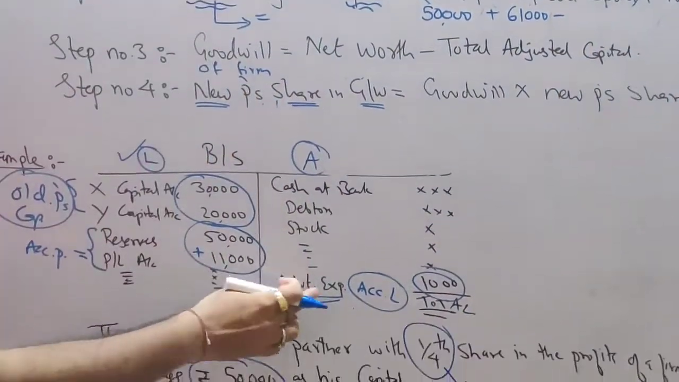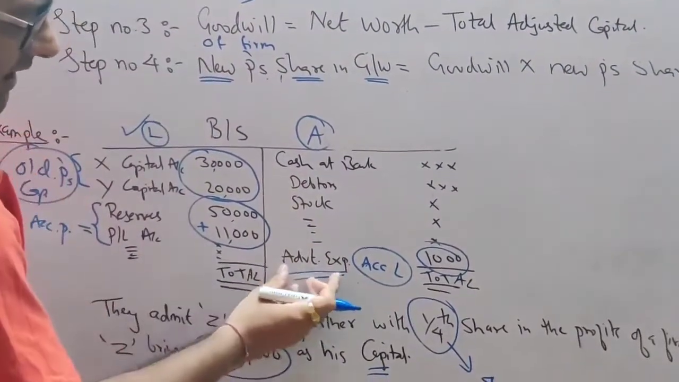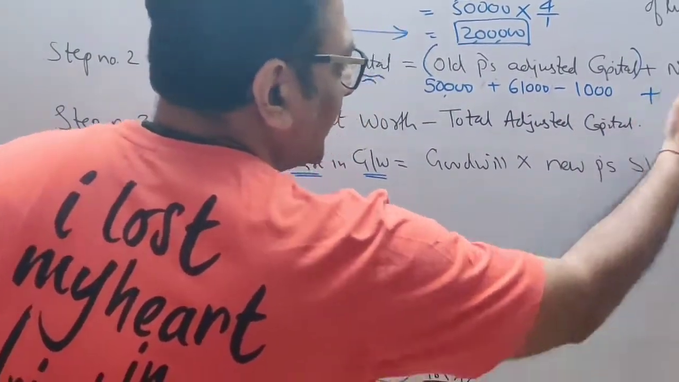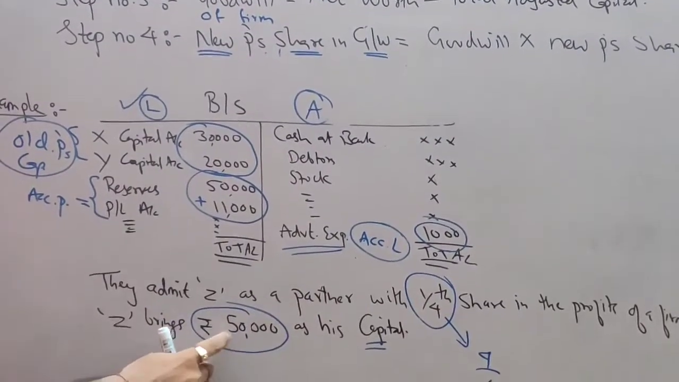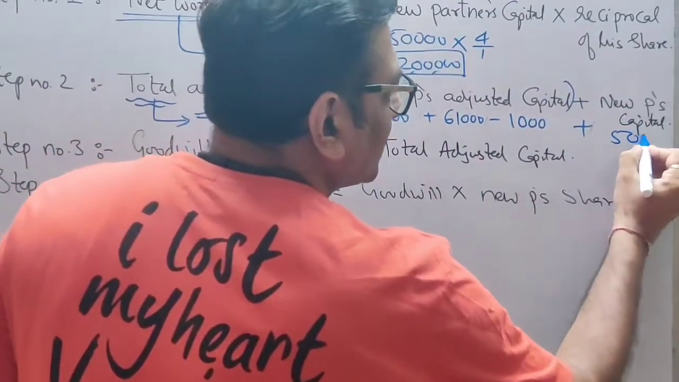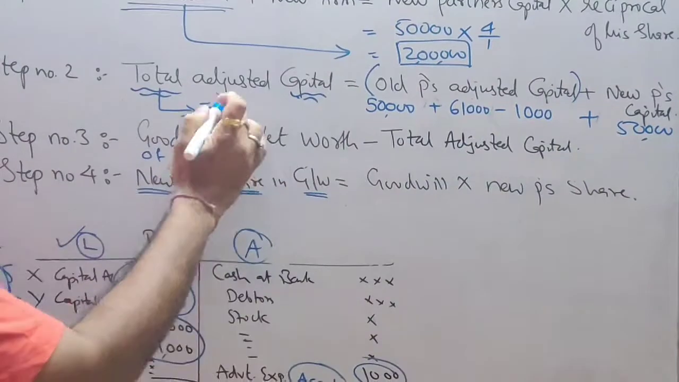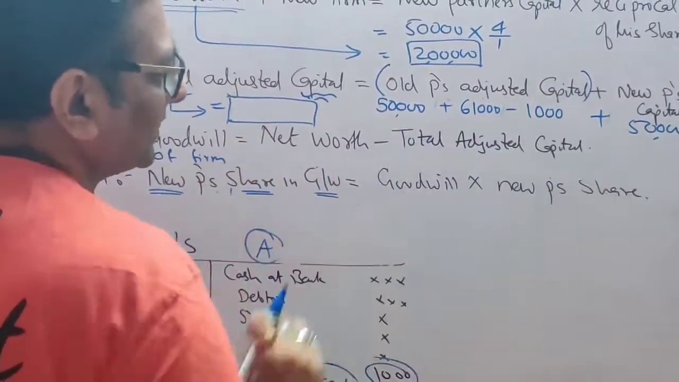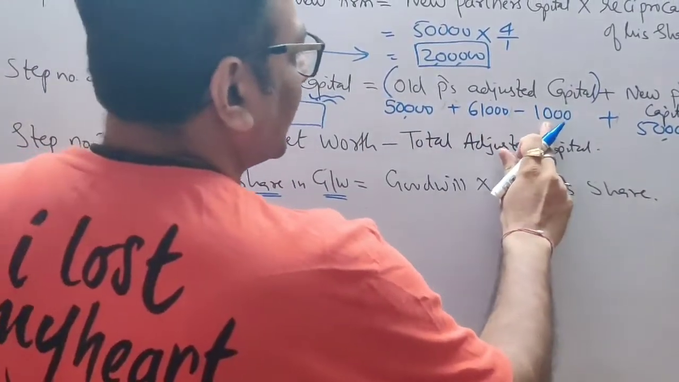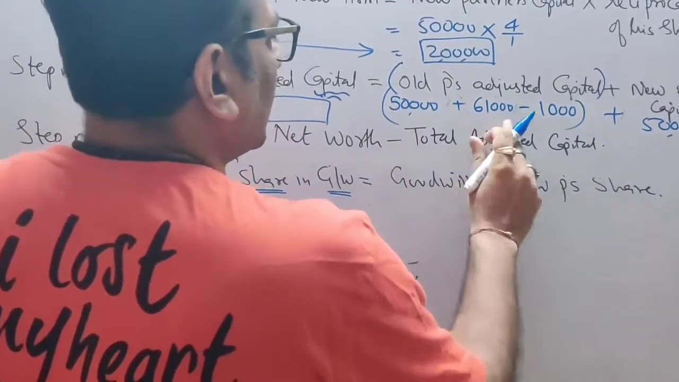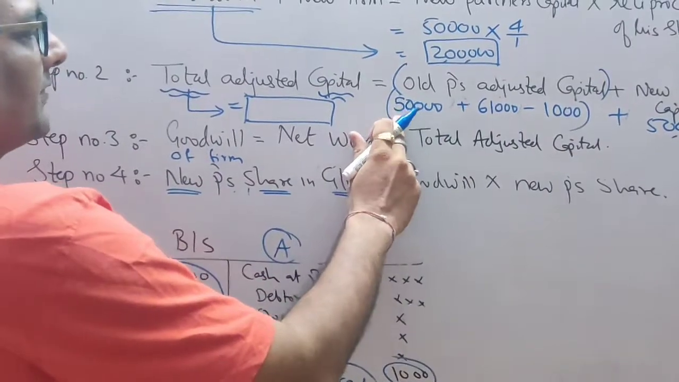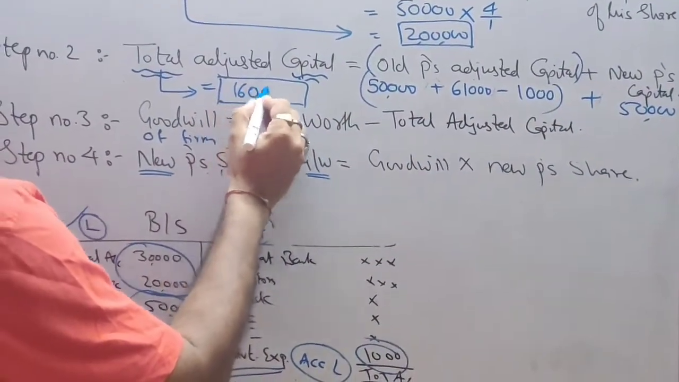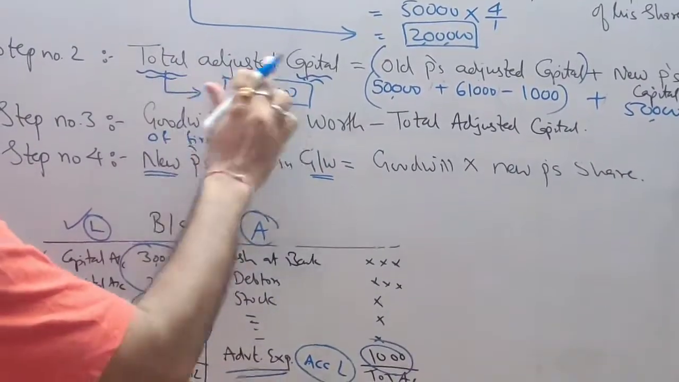Minus accumulated losses. How much is the accumulated loss? Advertisement expenditure of 1,000, plus the new partner's capital. What is the new partner's capital given? 50,000. Now let's do the calculation. So 61 minus 1 is 60,000. 60 plus 50 is 110. 110 plus 50 is 1,60,000. This is the total adjusted capital.